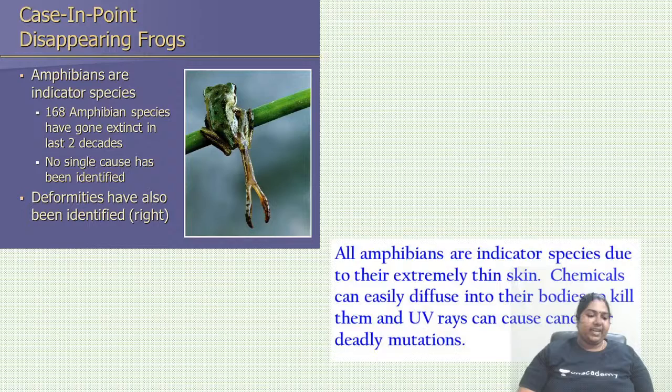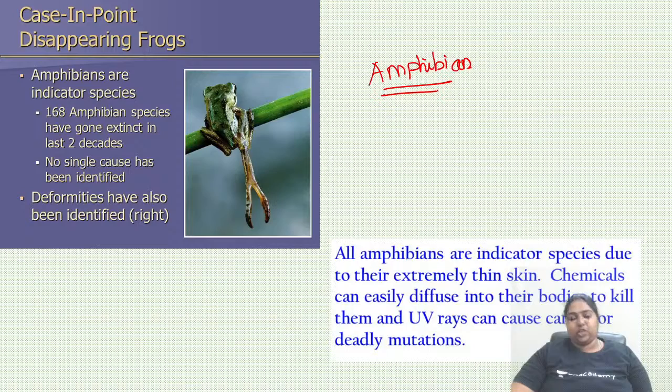Okay, fine. Yes, absolutely. So the next one that you see is this amphibian. These amphibians are very good indicators of pollution. What do these amphibians do? They have very, very thin skin. The skin is very, very fragile. What do you mean by fragile? It is very soft or tender.